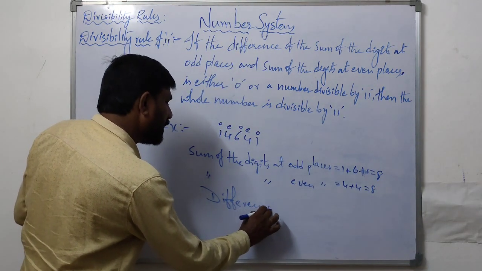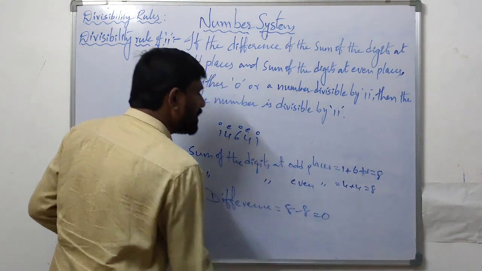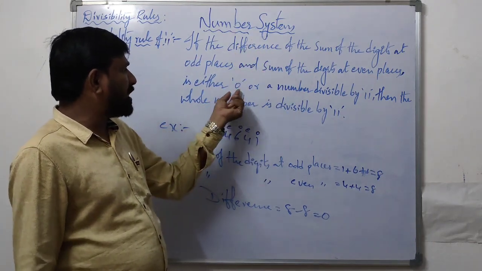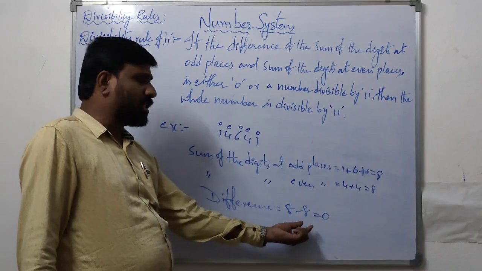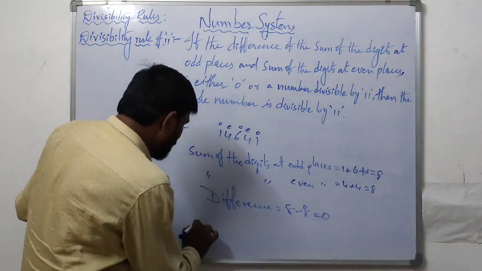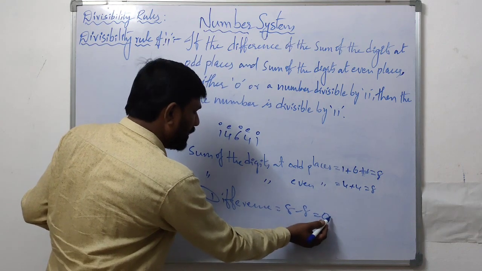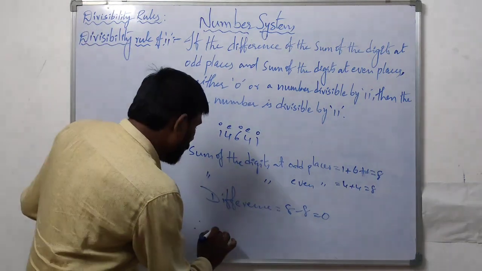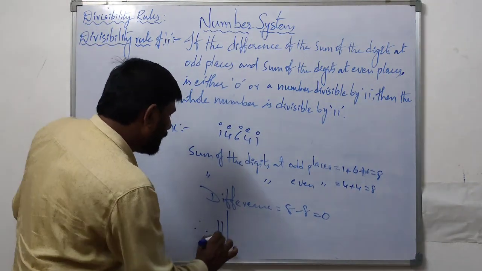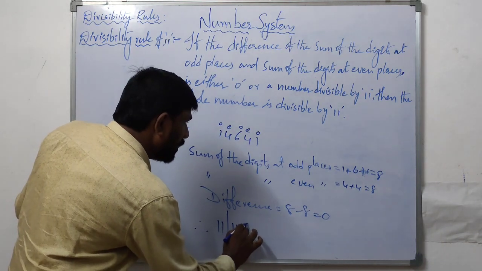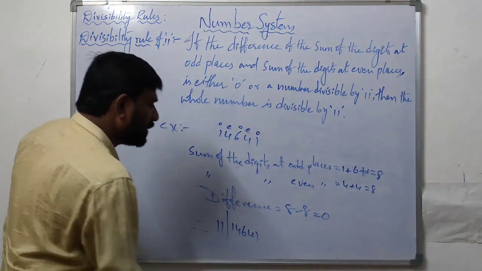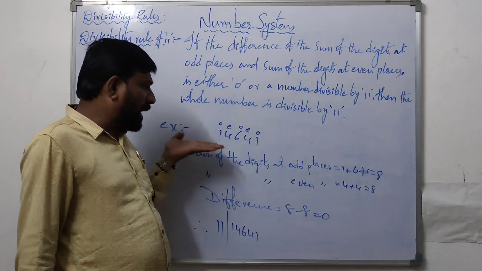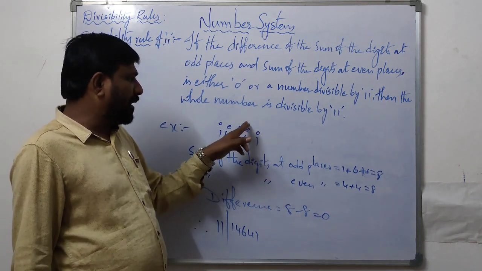What is the difference here? The difference is 8 minus 8, which is 0. As per the divisibility rule of 11, the difference should be either 0 or a number divisible by 11. Here we got 0. So once we get the difference as 0, we can conclude that the whole number is divisible by 11. Therefore, 11 divides 14641. Clear? Like this, you take any number and follow the same procedure. Write the number and mark the odd and even places.